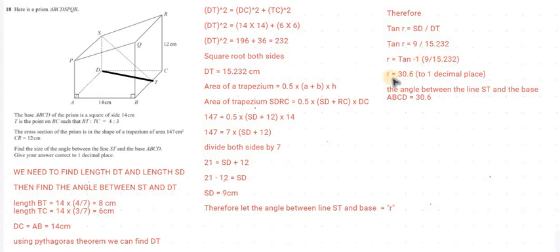You punch that into your calculator, you get r is equal to 30.57719917, and all you need to do is round off to one decimal place at that point, which is r equal to 30.6. So you can state the angle between the line SD and the base ABCD is 30.6 degrees.